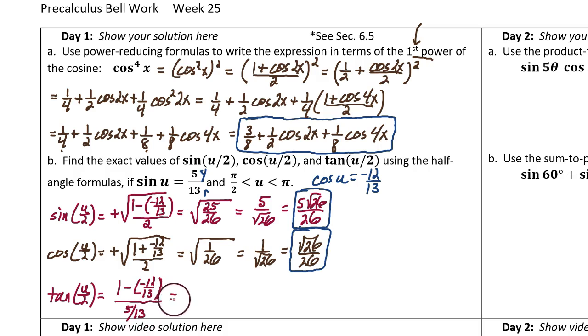And now let's simplify. The negative negative makes a plus. This is 25 over 13. When you divide by 5 thirteenths, that's like multiplying by 13 over 5. The 13s cross cancel, and the 25 over 5 makes 5.